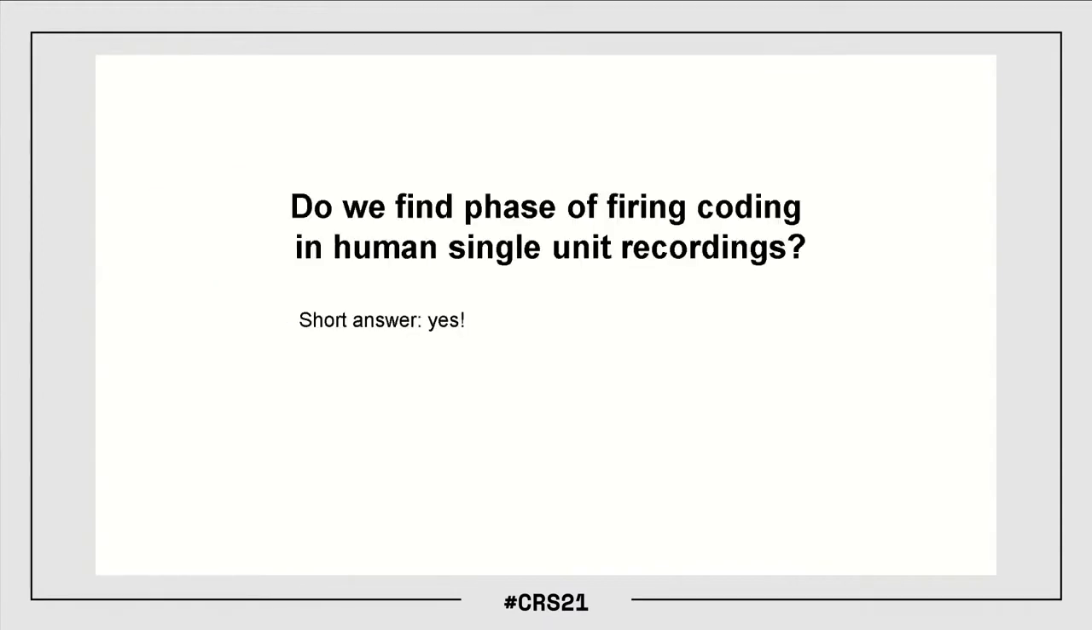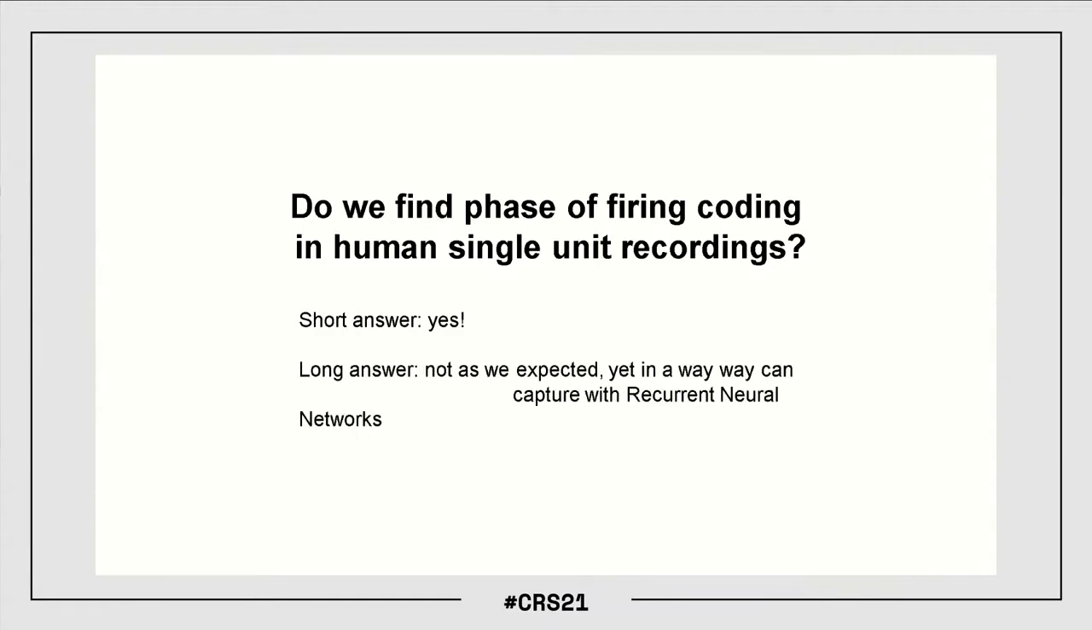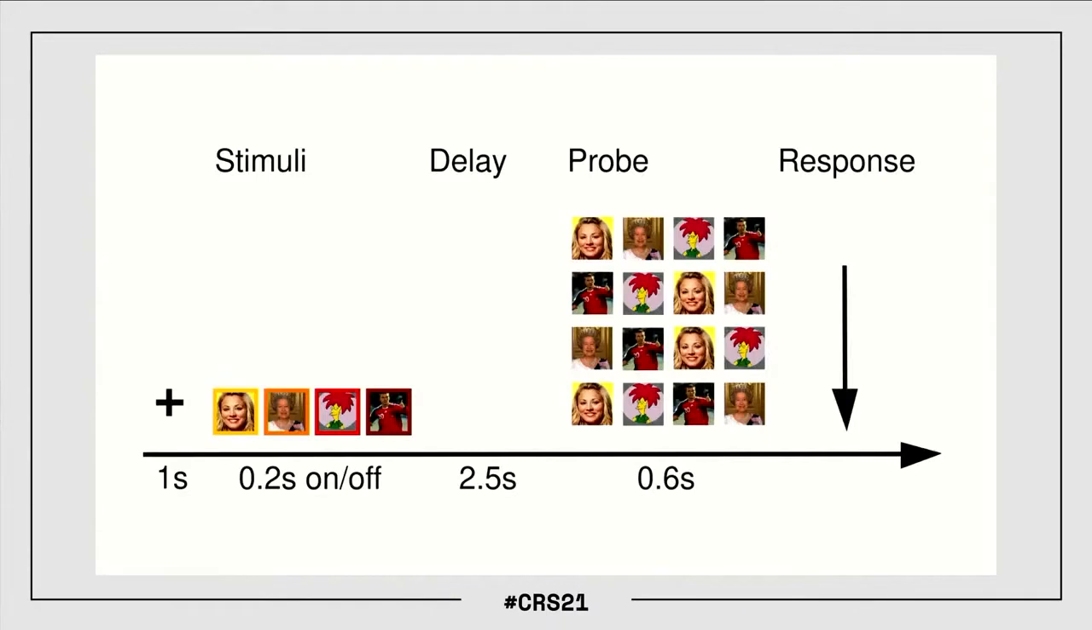So do we find this kind of phase of firing coding in human single unit recordings? The short answer seems to be yes, but the long answer seems to be not entirely as we expected, but in a way we can capture with recurrent neural networks. And then we can use these models to further investigate what's going on. I will first talk about the experimental approach and then talk about the recurrent neural networks.